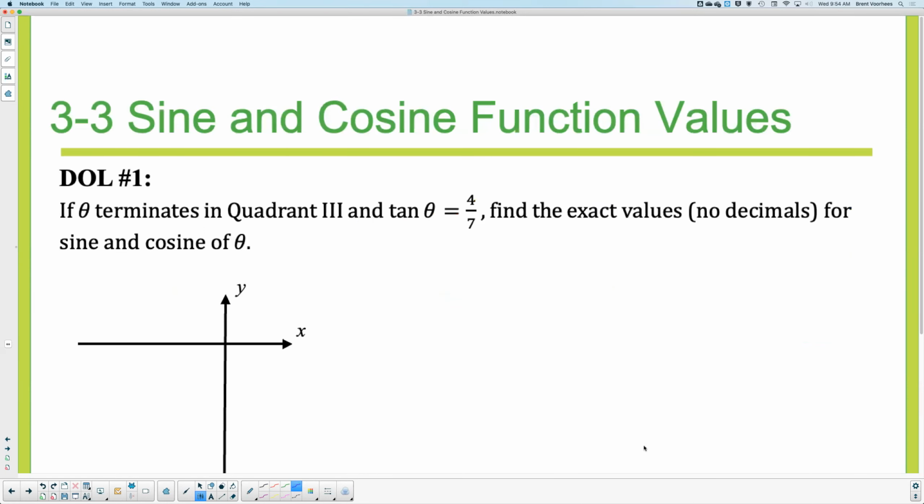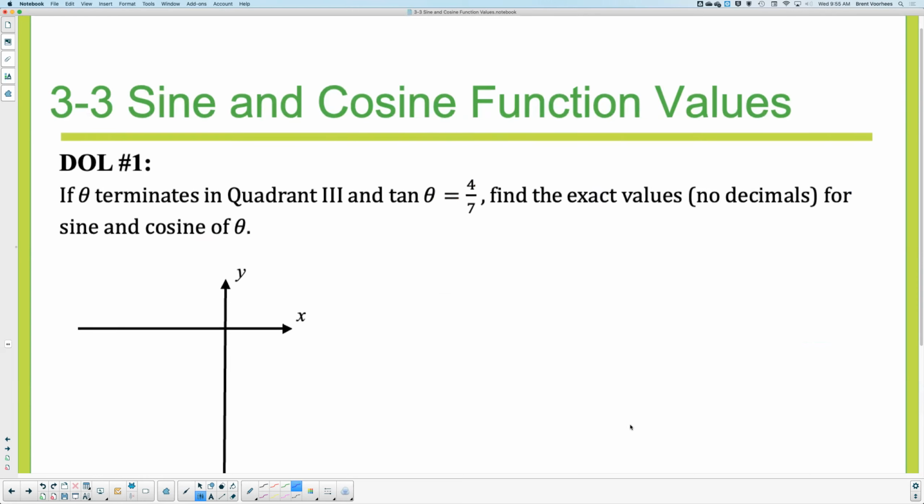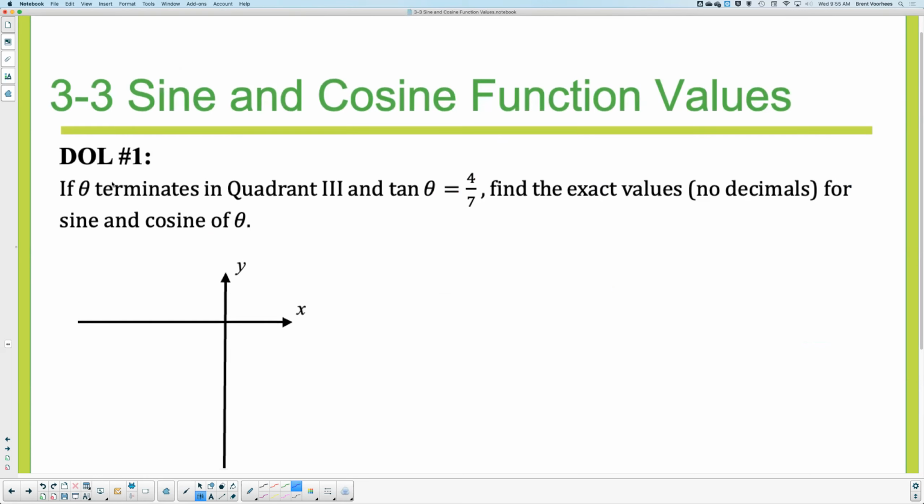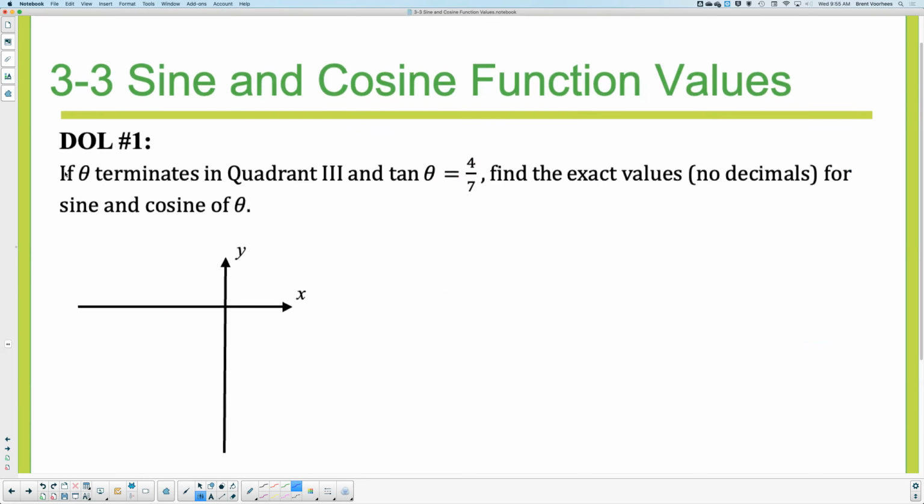All right, with that, I'm going to give you your first DOL. Now, I want you to notice it says it terminates in quadrant three. So are you trying to draw this in this little small space here for the first quadrant? No, draw it over here.